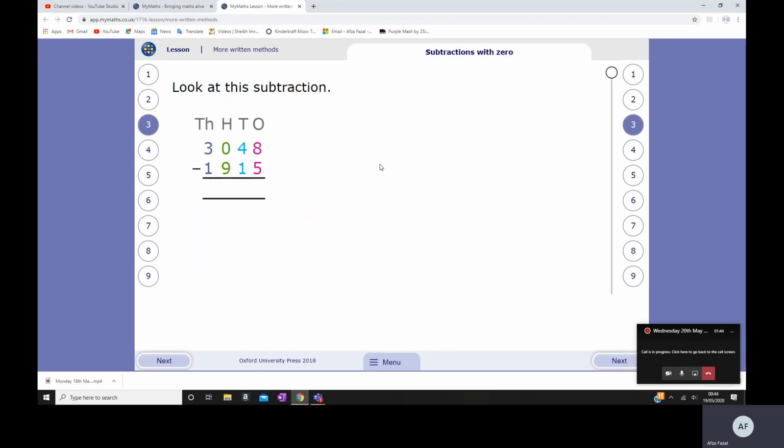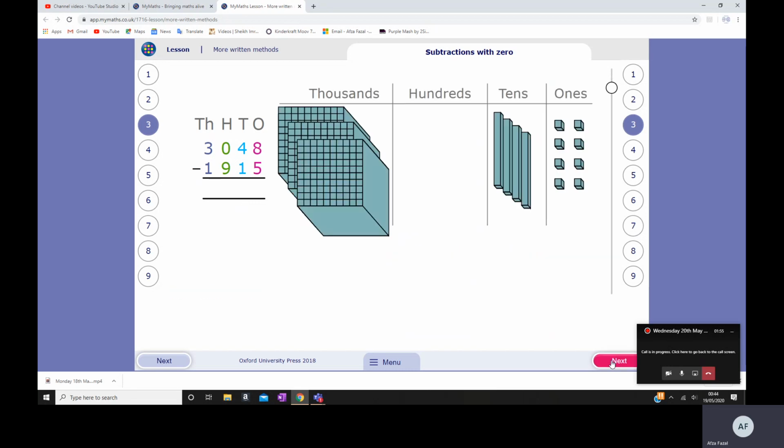So looking at the subtraction now. Here's your place value again. Remember, you've got your place value columns at the top to help you. What happens when we have a 0 in our top number? We start with 3,000, 0 hundreds, 4 tens and 8 ones. First we subtract the 5 ones. Then we subtract 10.